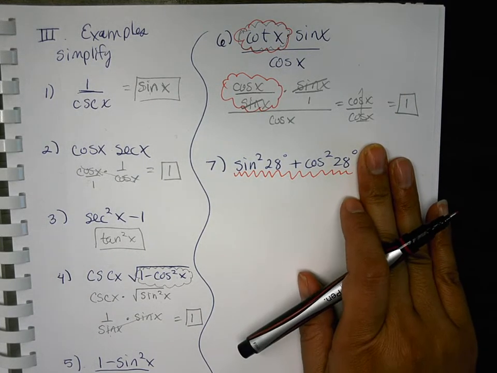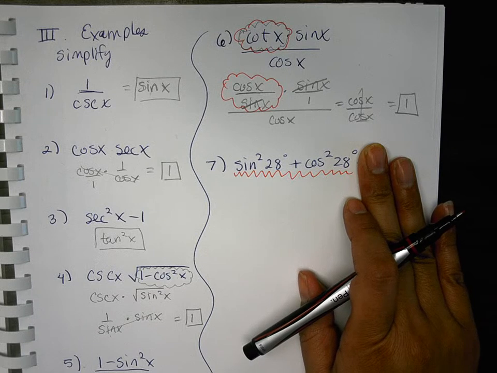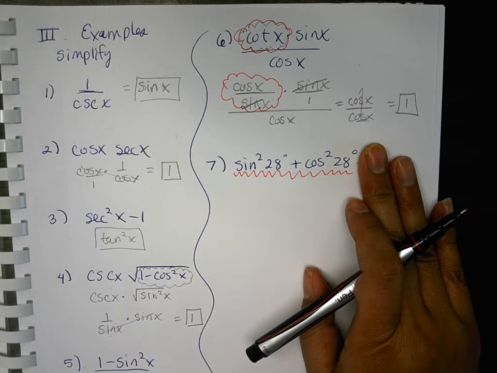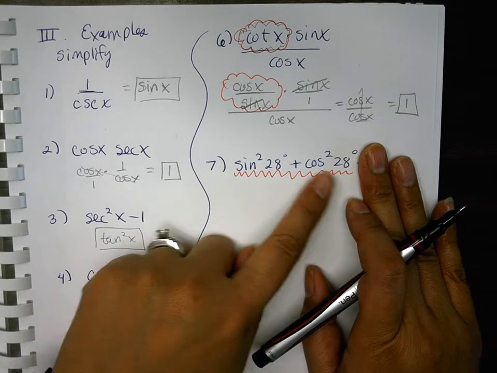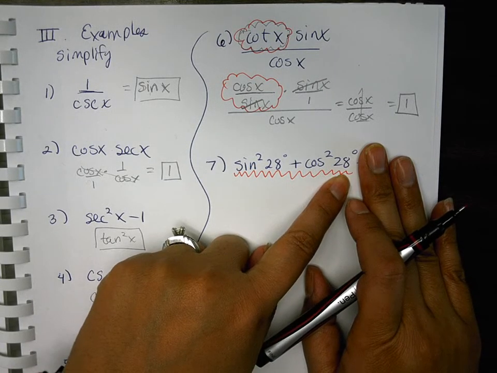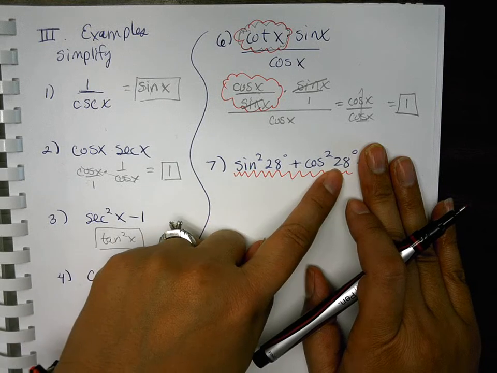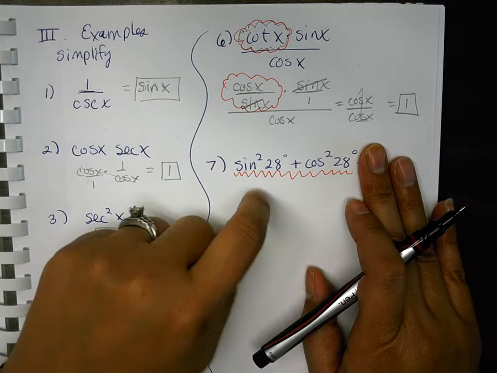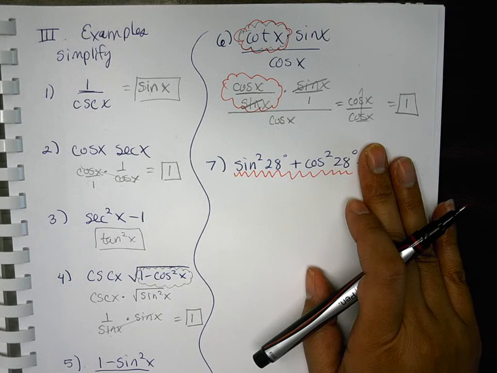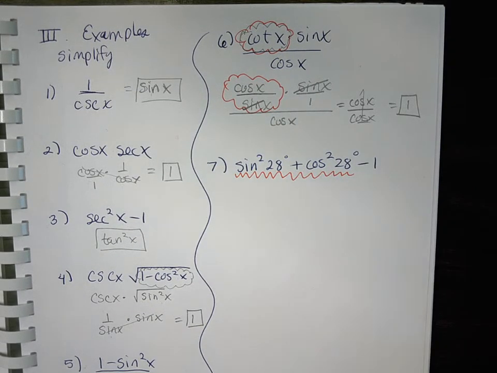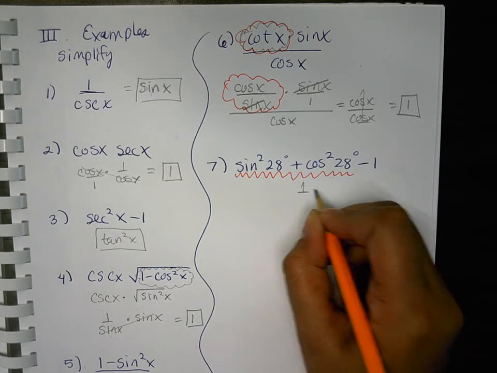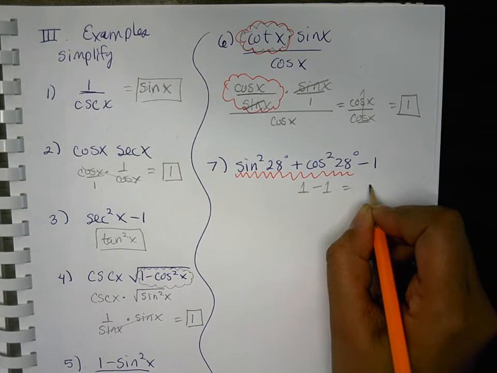Can anybody tell me what you know about sine squared 28 degrees plus cosine squared 28 degrees? It equals what? 1. Does it matter what the degree values are? No, as long as they are the same. So if this was 28 and this was 25, would it be 1? No, they have to be exactly the same. Like 28 and 28, or 75 and 75, or even 45 and 45. It doesn't matter as long as they are the same. Sine squared x plus cosine squared x is going to equal 1. So I have 1 minus 1, which is 0.